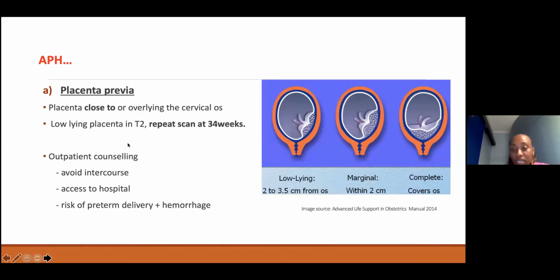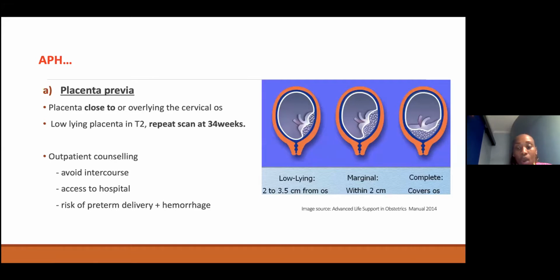As you can see on the diagrams on the right side, you can have what we call a marginal placenta previa, where the placenta is within 2 centimeters of the cervical os. Some people call that a partial previa, or you can have a complete previa, which covers the os.